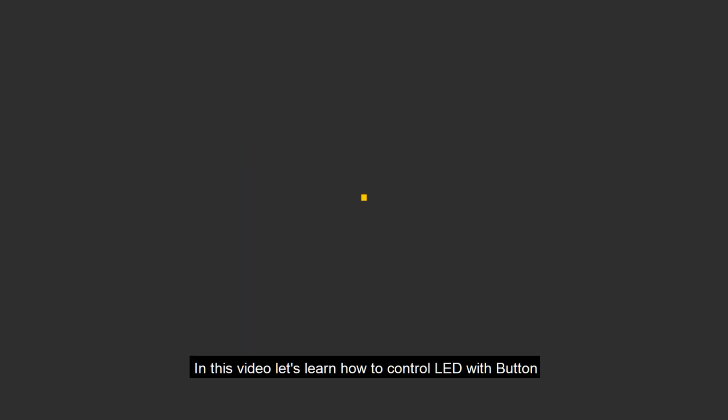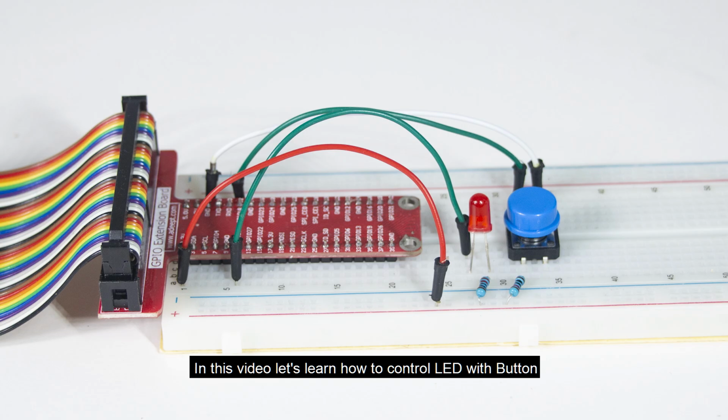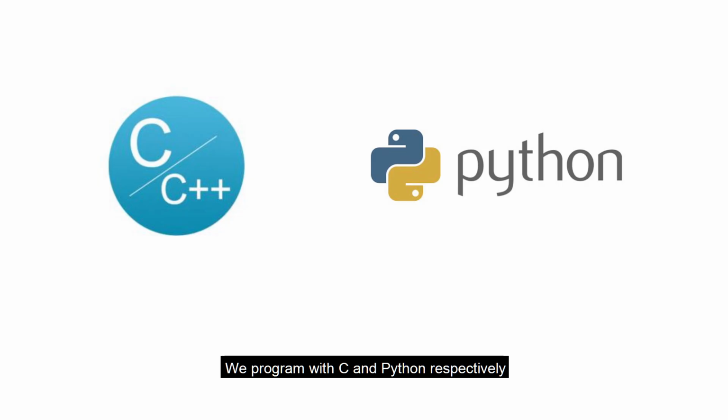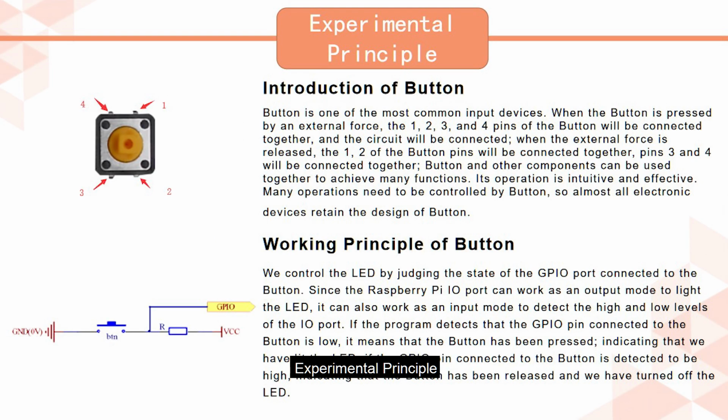Hello everyone, in this video let's learn how to control an LED with a button. We program with C and Python respectively. Let's first introduce the working principle of the button. Experimental principle: introduction of the button. The button is one of the most common input devices.